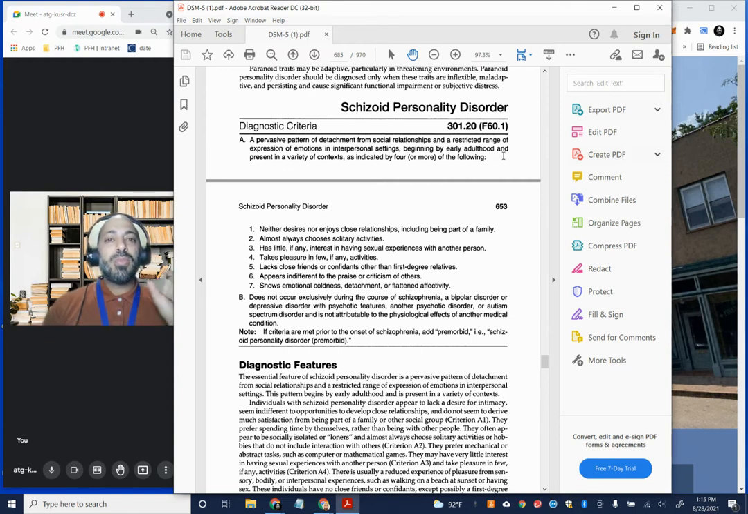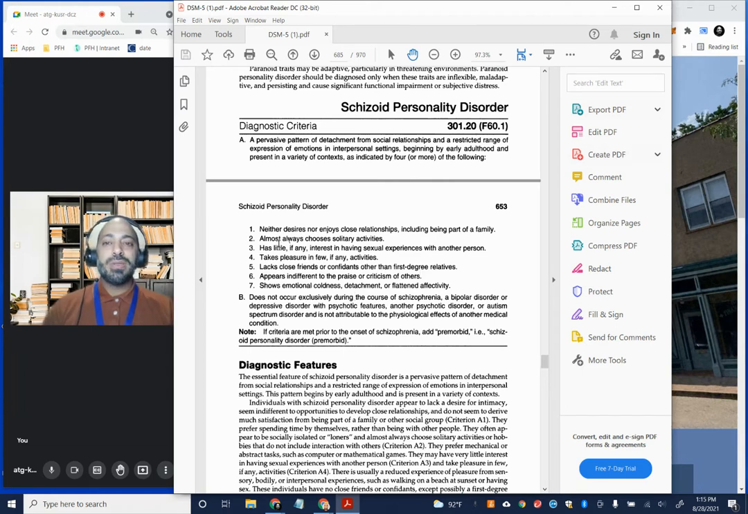When we hear personality disorder, we are not connecting that to children or adolescents. We are looking at early adulthood when we're talking about personality disorders. It doesn't mean you can't see symptoms of some of these in younger individuals, but we're not diagnosing children with personality disorders. So beginning by early adulthood and present in a variety of contexts as indicated by what we're about to read here. We're looking for at least four of these seven.